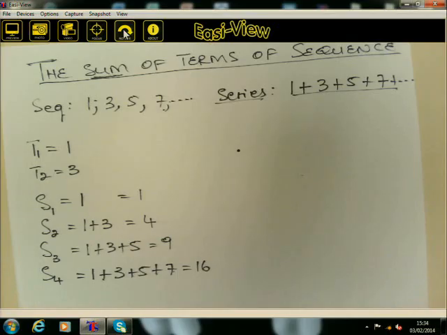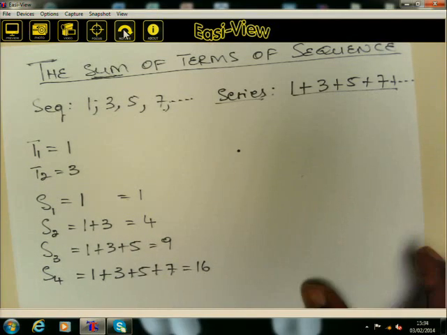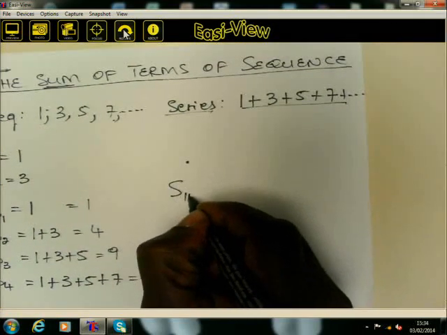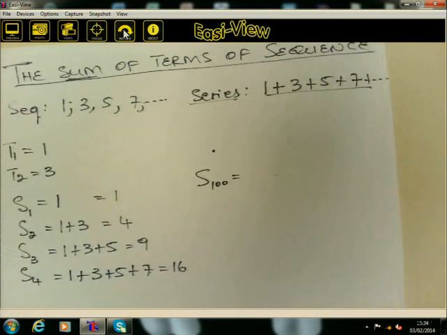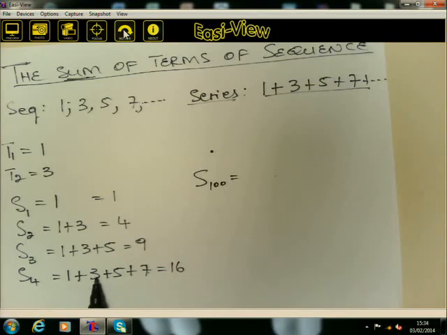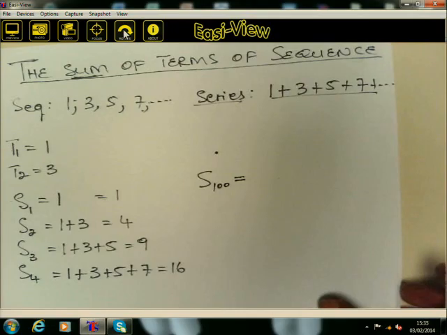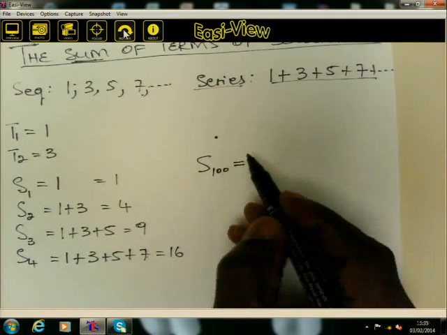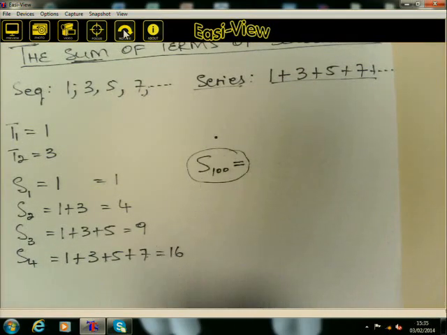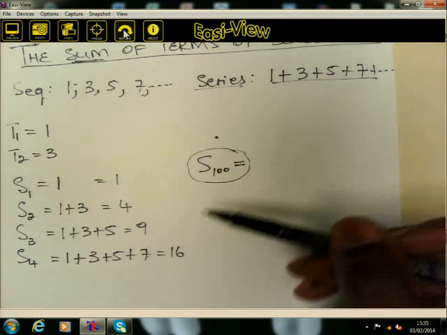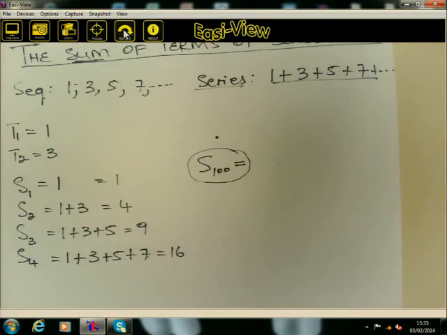But now the question will be, what will happen if we are looking for, for an example, the sum of 200 terms? Are we going to sit down and write 1 plus 3 plus 5 plus 7 plus...? That will take us a very long time. We will get old before we get the solution. So it challenges us to get a way or a formula that is going to help us to get that. But it's not very far.